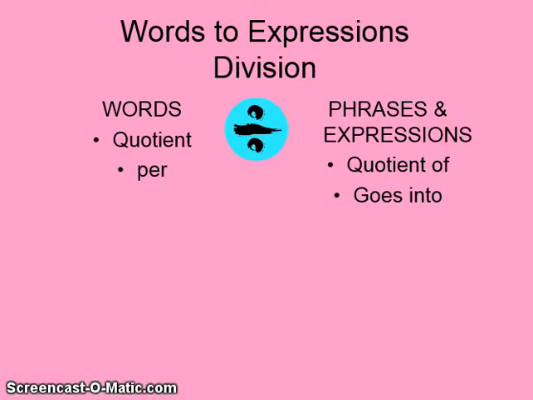And finally, we have words to express division. These are words like quotient or per, as in miles per hour signifies that we have taken a total number of miles and divided it by a total number of hours. And some phrases and expressions that tell us we're using division are quotient of and goes into. Quotient of will be followed by two numbers. So if you say the quotient of 6 and 3, that means you take the first one, 6, and divide it by 3. And then, of course, goes into.